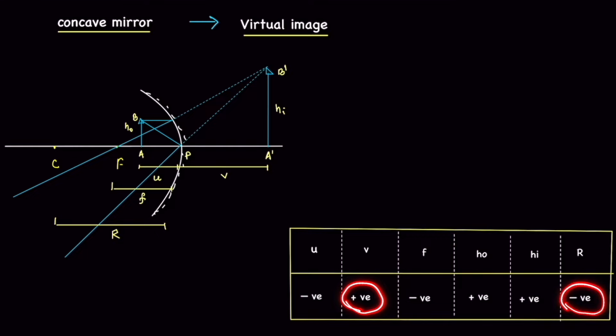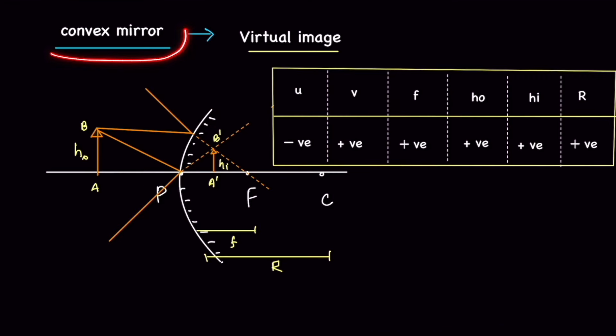R remains the same because R and F don't depend upon the position of the object, they depend upon the type of mirror. Here it is a concave mirror, so it is negative. Now we will see the sign convention in terms of convex mirror.